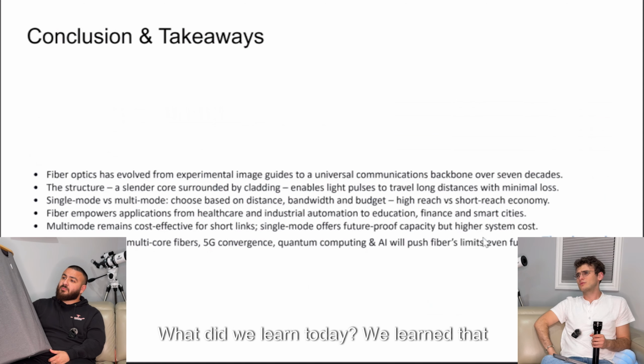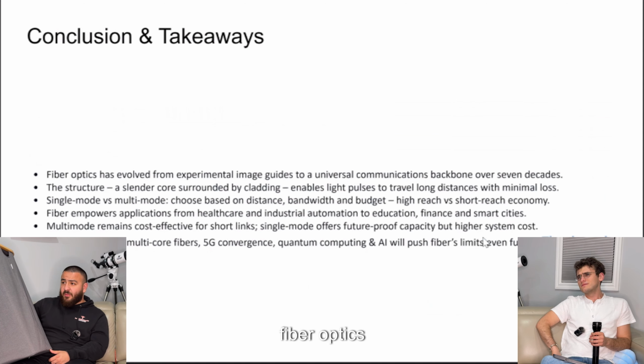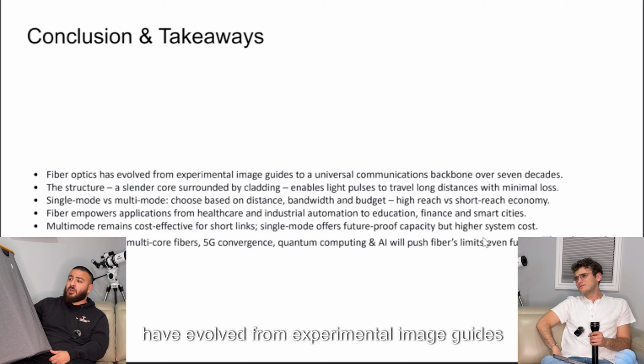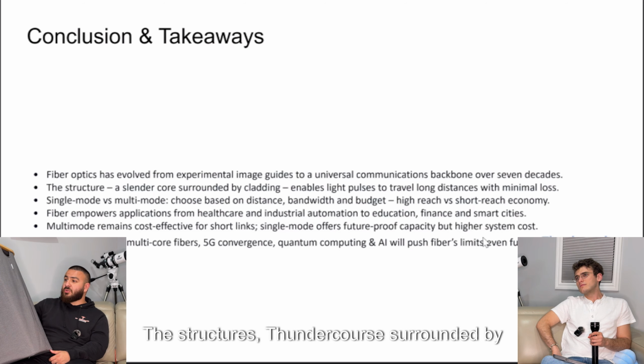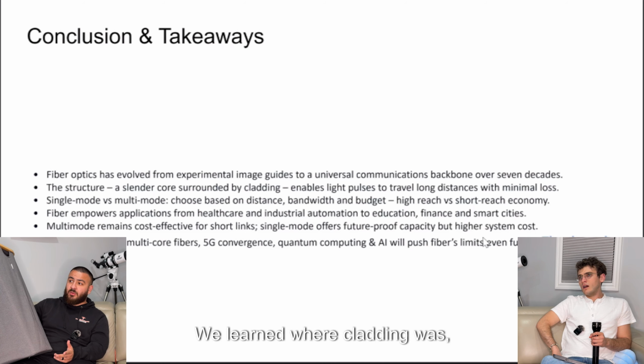Conclusions and takeaways, Ralph. What did we learn today? We learned that fiber optics have evolved from experimental image guides to a universal communications backbone over 7 decades. As in, they came a big way since when they started. Now that's what we rely on. The structure is a slender core surrounded by cladding. We learned what cladding was, right? It enables light pulses to travel long distances with minimal loss. So there is no horsepower loss.